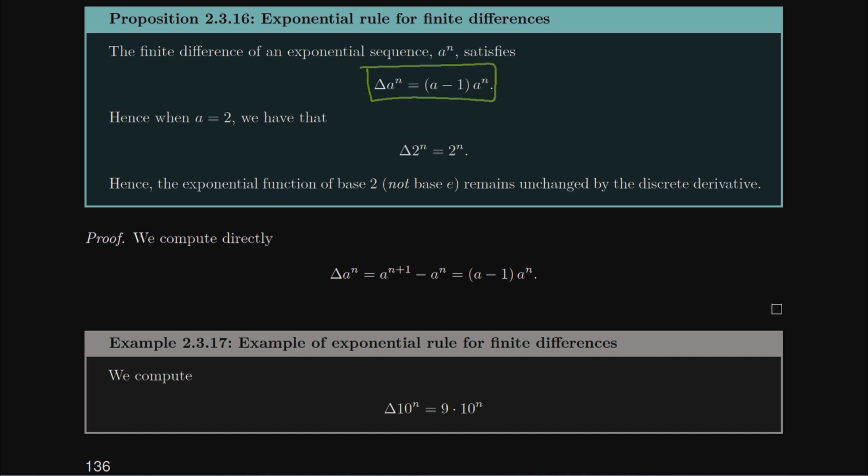In particular, back in derivative world, or continuous derivative world, we had e to the x being the function that was invariant under a derivative, right? Invariant or unchanged. In finite difference land or sequence land, it turns out to be the exponential of base 2. So this base e is really special to a continuous world, where the base 2 is actually special to a discrete world. So that's the exponential that's left invariant under the finite difference.